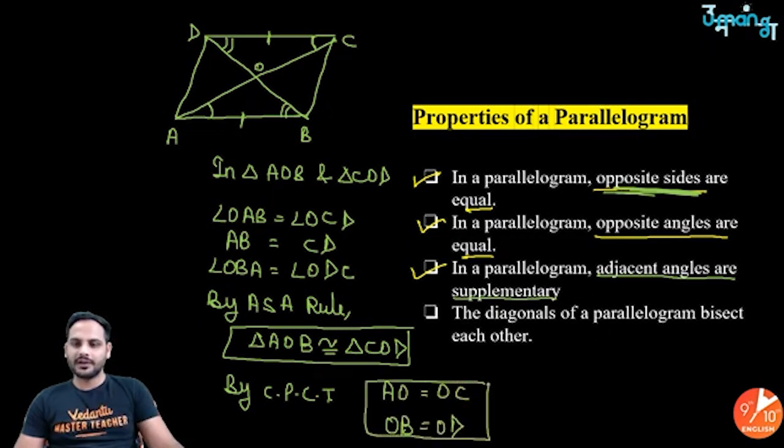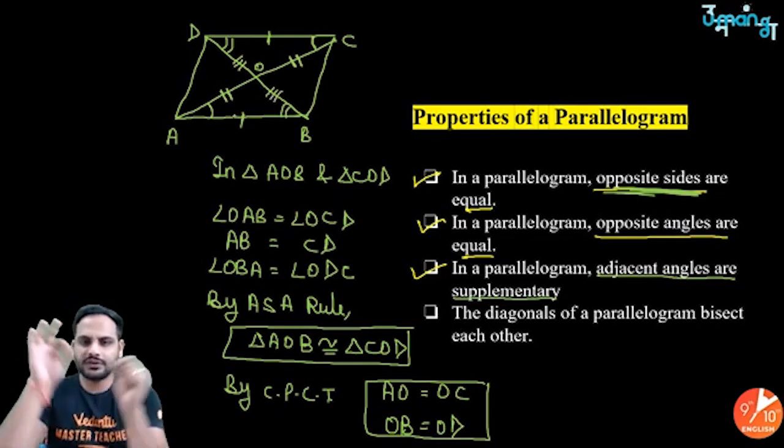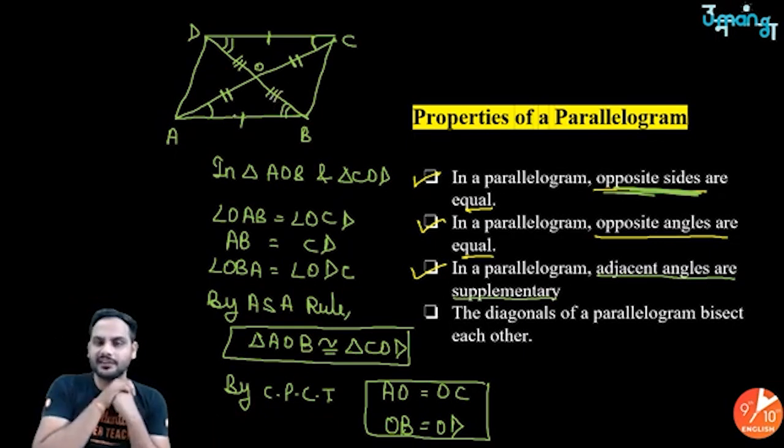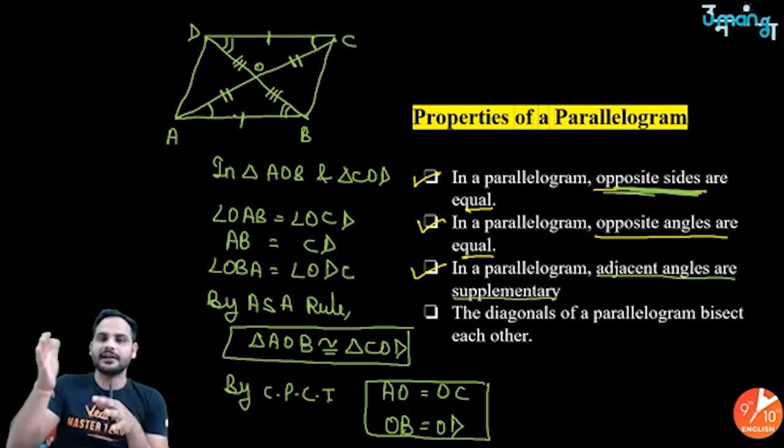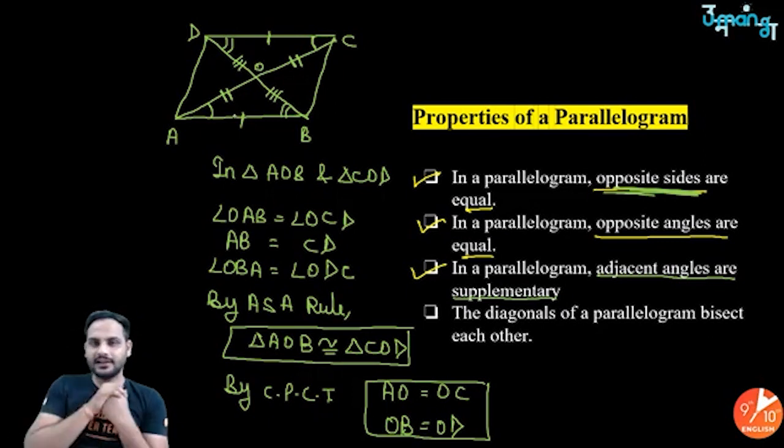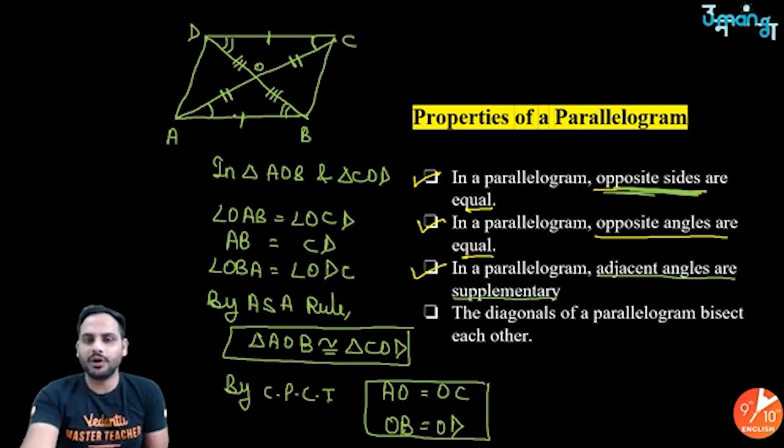That means AO and OC are equal to each other, and OB and OD are equal to each other. So you can clearly see both the diagonals are intersecting each other in such a way that they are dividing each other into two equal parts. That is called diagonals bisect each other. So the proof of all the properties of a parallelogram we have done over here.